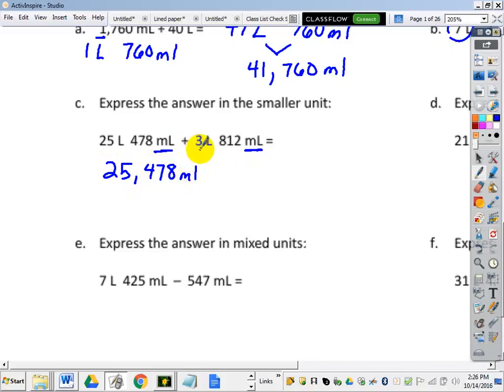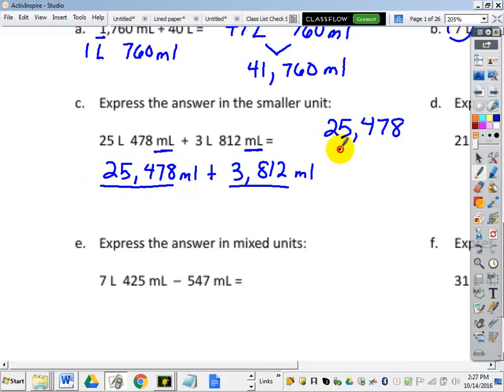This one will change to 3,812 milliliters, and that'll be done. Now they're just added together. Simple, almost like you've seen before. We've added numbers to numbers before and come up with an answer. I would stack them, 25,478 and 3,812, and then I would add them and would come up with the total milliliters. You can do that.